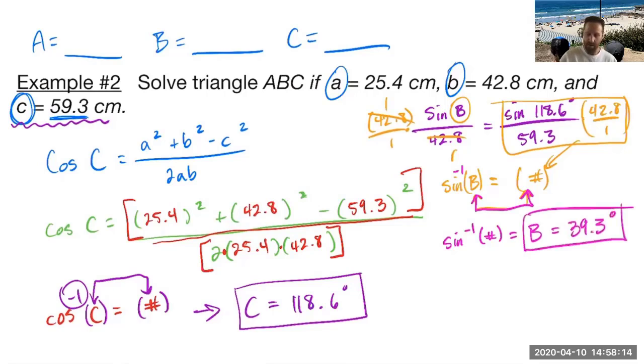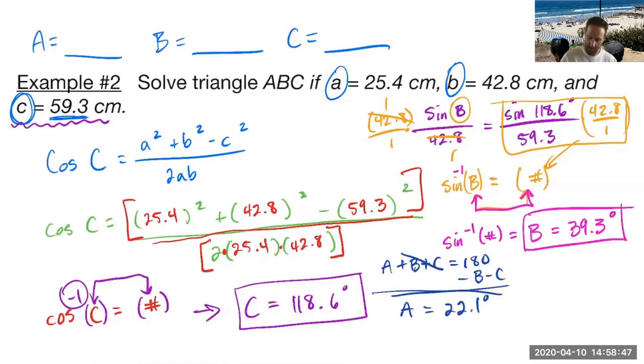And because I now have two angles, I don't need to use the law of sines, law of cosines, or anything else with that. I can just use the fact that I know the sum of the angles of a triangle is 180 degrees. And angle A, if you do that in your calculator or off to the side, would come out to be 22.1 degrees. And we have now found all the three unknowns and therefore solved triangle ABC given the side, side, side scenario.